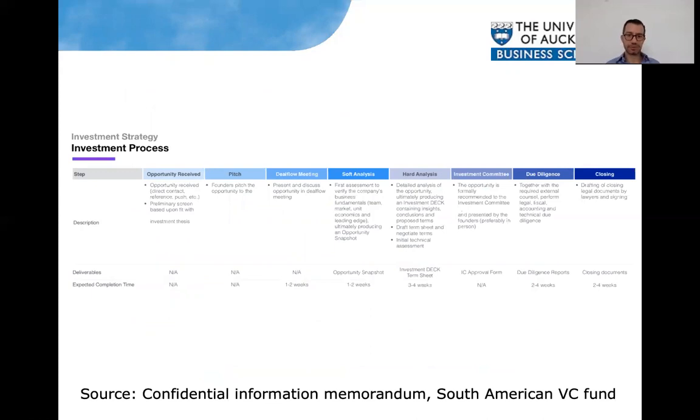And at the bottom, you can also see the expected timeline. And so you can see that each step takes a few weeks. And so overall, again, we are probably looking at a 3 months to 4 months timeline for the process from start to closing.